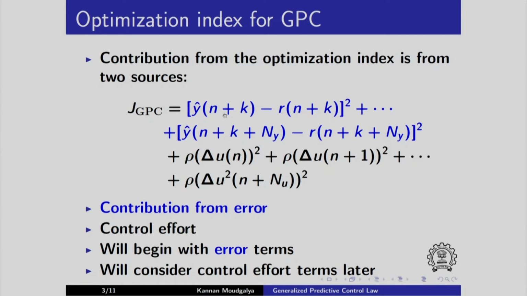It is important to note that the error term is minimized over a range up to ny, whereas the control effort is minimized over nu. Usually nu is smaller than ny. In the subsequent slides, we might replace this ny with just n. This y hat is the estimate of the plant output or is the reference signal or the set point. So let us start with the error terms.